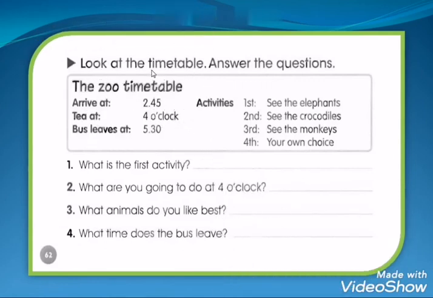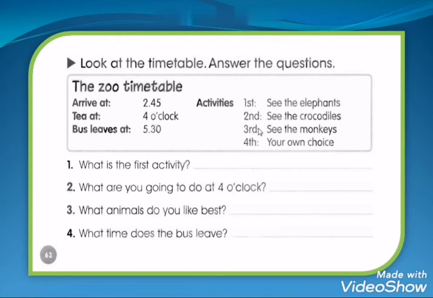So now, look at the timetable. انظر إلى جدول المواعيد. Answer the questions. وقم بحل الأسئلة. Here we have the zoo timetable. جدول المواعيد حديقة الحيوان. Arrived at 2:45. Tea at الشاي, 4 o'clock. Bus leaves at موعد مغادرة الباص, 5:30. Activities. الفعاليات.